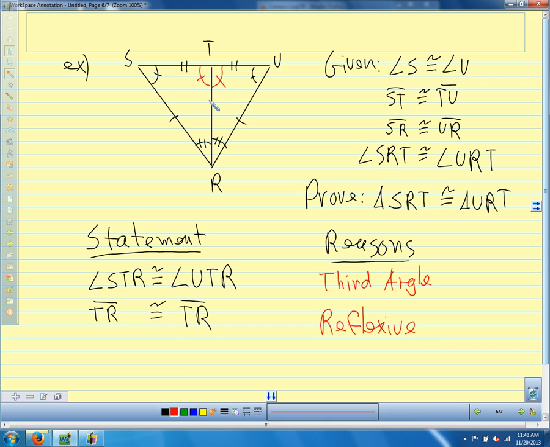So now I've said that this third side is congruent. So now I can say triangle SRT is congruent to triangle URT, and we can say that this is by the definition of congruent polygons.